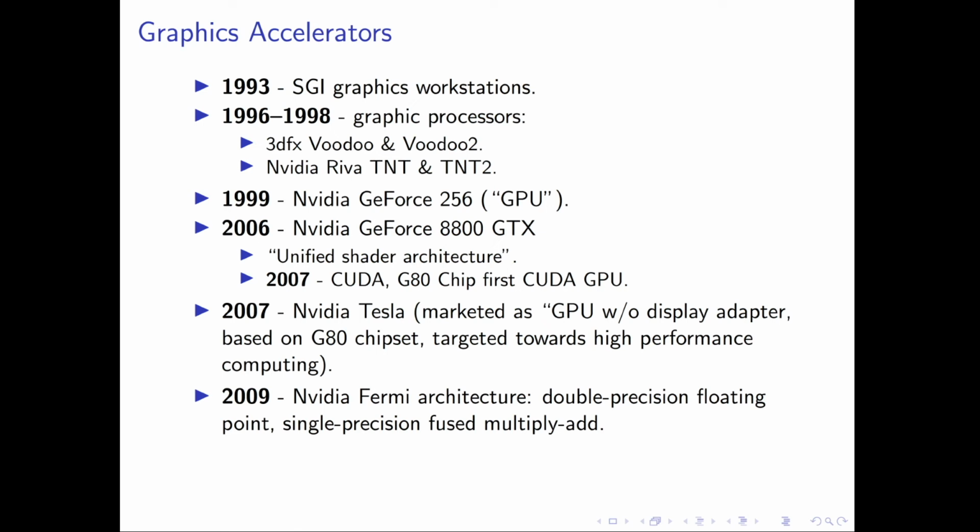Then in the late 90s, early 2000s, those graphics processors became quite popular, notably the 3DFX Voodoo and Voodoo 2 cards, and NVIDIA's Riva TNT cards. Later those were superseded by the very first GPUs, which was a marketing name that NVIDIA invented. And then later the architectures evolved quite a bit until they became what they are nowadays. We will only very briefly discuss those developments.